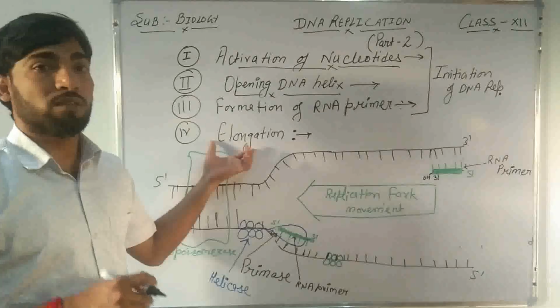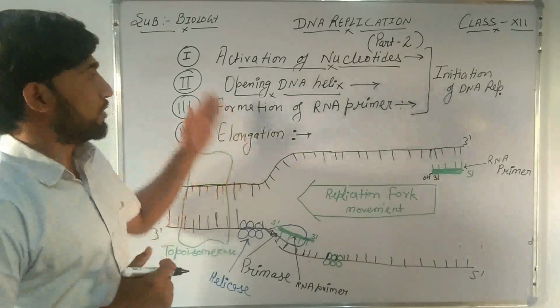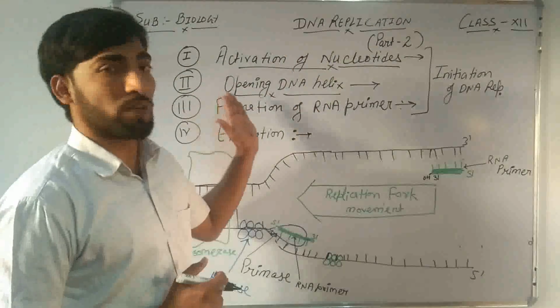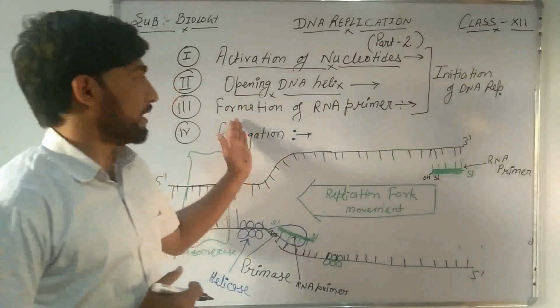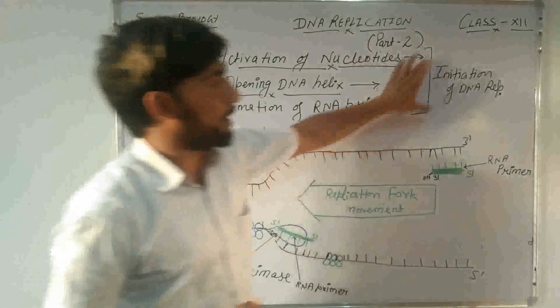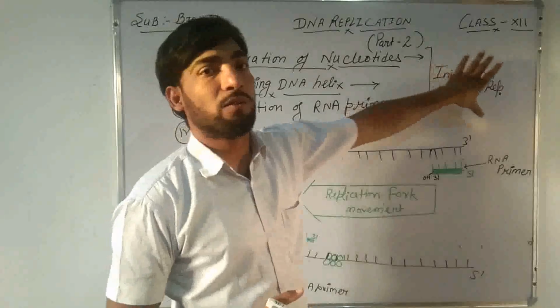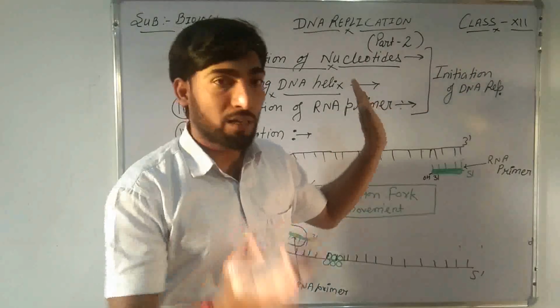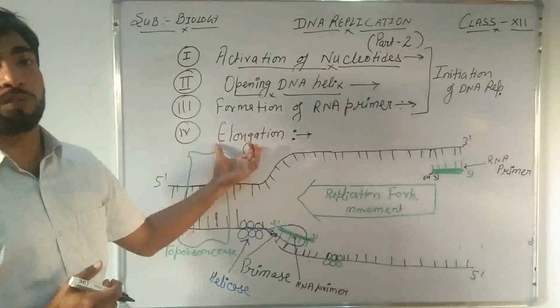Our next step is the elongation process. So these three steps, that is activation of nucleotides, opening of the DNA helix and formation of RNA primer, are all included in the initiation of the DNA replication process. And then comes the elongation process.